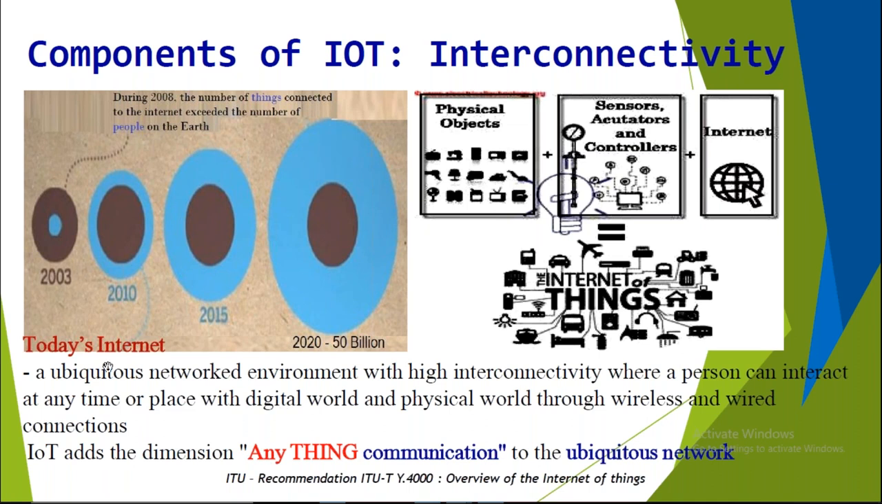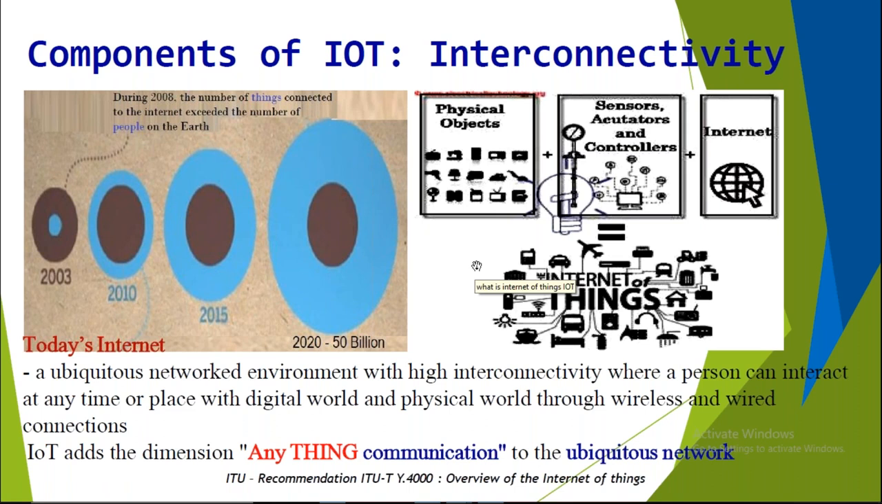And IoT in real-time practice started around 2003, and during 2008 the number of things connected to the internet exceeded the number of people on the earth. So in these five years, the number of things connected exceeded the number of people. Nowadays we are seeing that this year 50 billion things are interconnected. That is very high interconnectivity. So IoT and the internet provide a ubiquitous network environment with high interconnectivity.